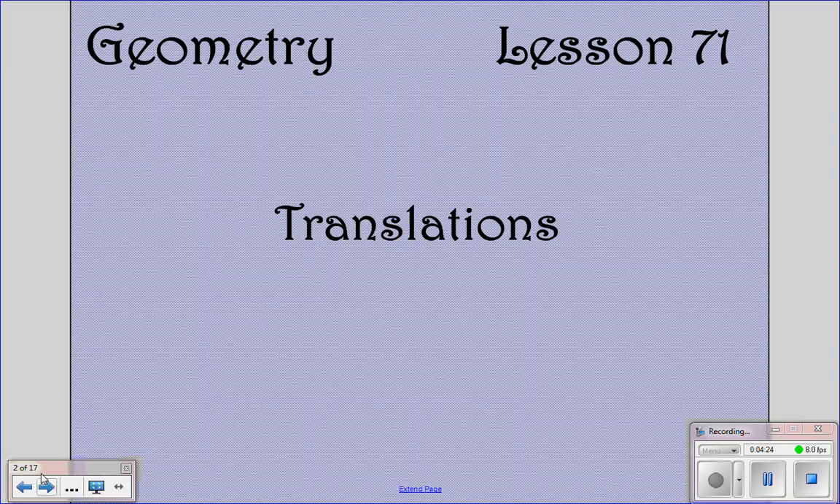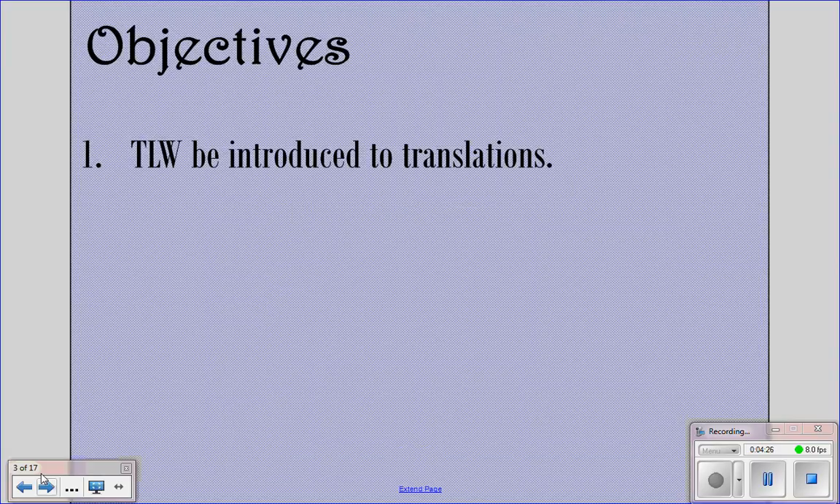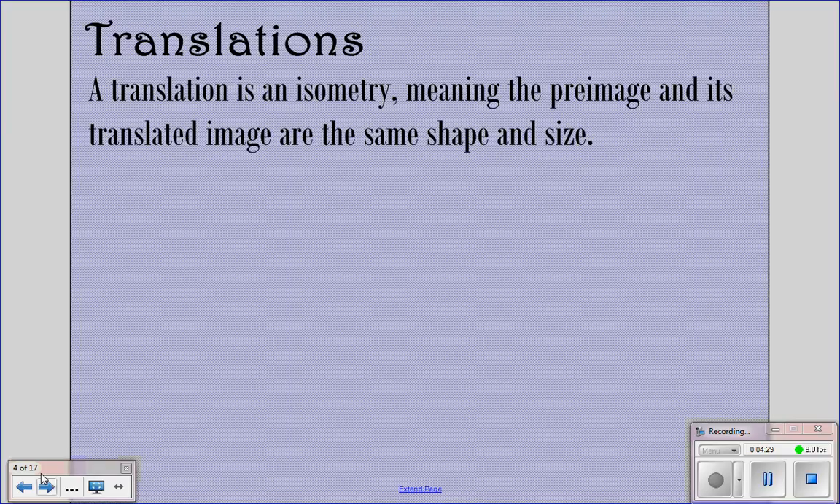So we're looking at translations. So hopefully after this lesson, you'll understand how to do translations. So a translation is an isometry. That means that the pre-image and the translated image are the same shape and size. So an isometry means the pre-image and the image are the same shape and size. They are congruent figures. For a translation, all we're going to do is take it and move it left, right, up, down, side to side, somewhere like that. We're just going to slide it. These are one of the types of transformations that we looked at a couple days ago.